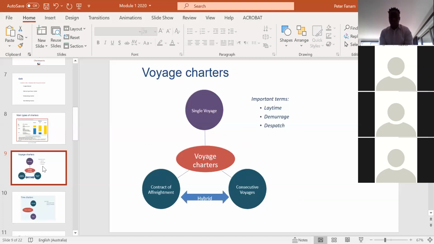So the ship owner may agree that, okay, I'm giving you 10 days at the loading port and the discharging port for you to use to load and discharge the cargo. However you want to use it, if you want to use 5 days at the loading port and 5 days at the discharging port, it's up to you. But in all, I'm giving you 10 days.